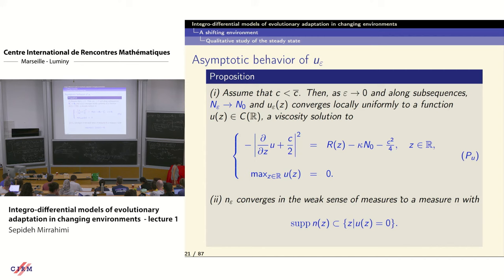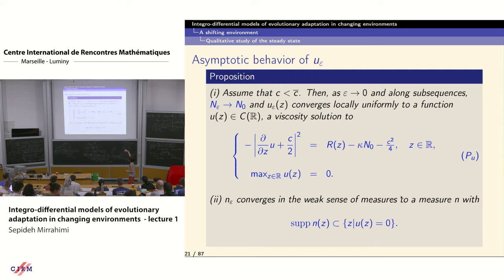Okay, so we will see a little bit later how to characterize the solution of this Hamilton-Jacobi equation. But why is it useful to know what u is? What is its relation with the phenotypic density, which was our biological quantity? The main property, the main relation between those two, is this inclusion property that says that the support of n is included in the zeros of u. In particular, if this set of zeros of u is only a single point, we will obtain immediately that n is a Dirac mass at that point. And this is what will happen here.